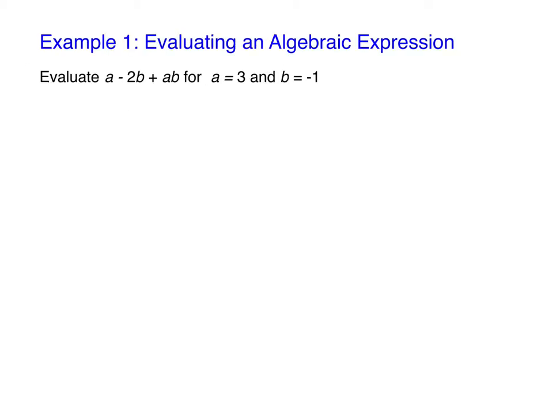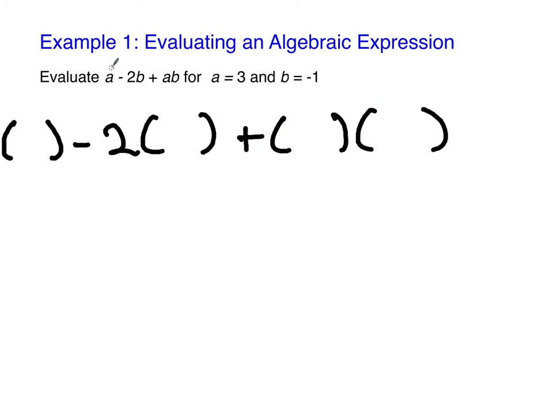Okay, so evaluate this algebraic expression when a equals 3 and b equals -1. So find the value when these two things are the case. So I'm going to rewrite this algebraic expression, but this time instead of the variables I'm going to just put some open parentheses. Okay, so the first thing is a, which is 3, minus 2 times b, which is -1, plus 3, or a, times b, which is -1. So when you substitute in the value for that variable, we no longer have an algebraic expression. This is now a numeric expression.